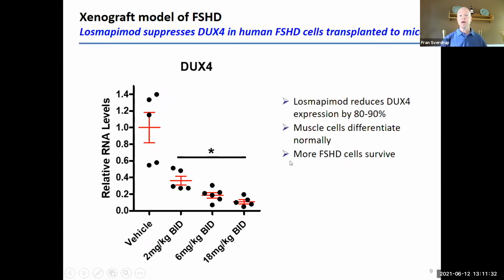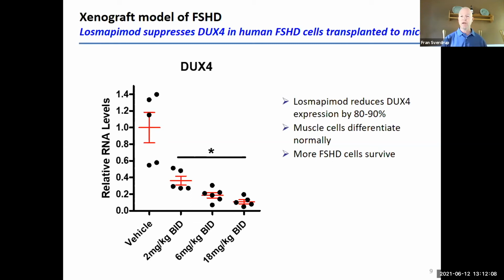So when we use this model, and this was done in my lab, independent of Fulcrum. In fact, at the time, I didn't know Fulcrum was working on this. I tested losmapimod in this xenograft model. And if you look at vehicle here, this is the amount of DUX4 that is expressed when animals are not treated with drug, and if you use increasing doses of losmapimod, you can suppress the expression of DUX4. So we can suppress DUX4 by 80 to 90% in this model.